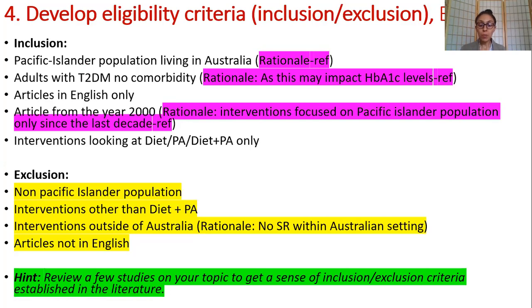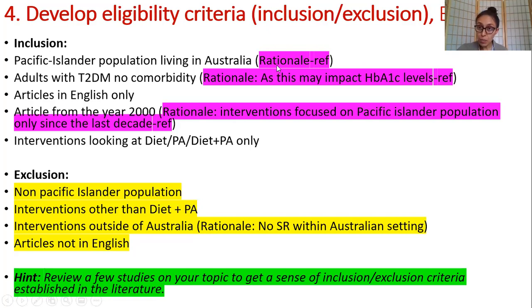Okay. So over here, my independent variable is intervention, which is diet and or physical activity. My outcome variable is its impact on diabetes management in terms of, say, glycemic control. All right. And my participant population is Pacific Islanders living in Australia. All right. So over here, if you see, my inclusion criteria are Pacific Islander population living in Australia.